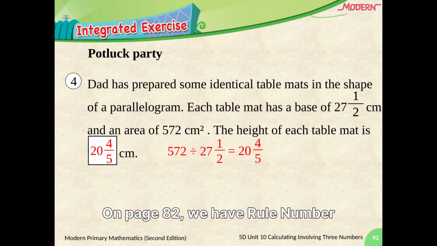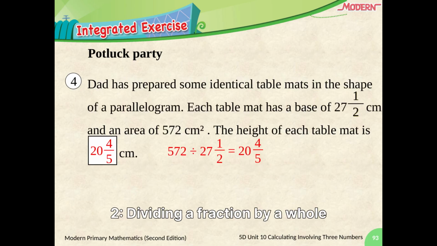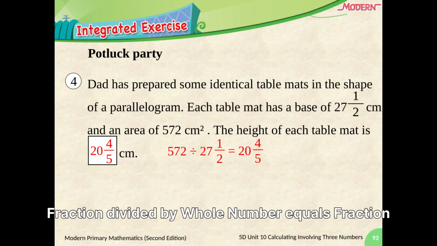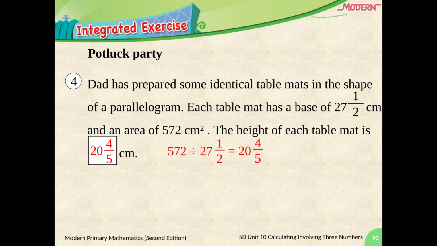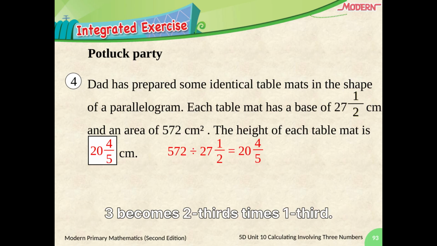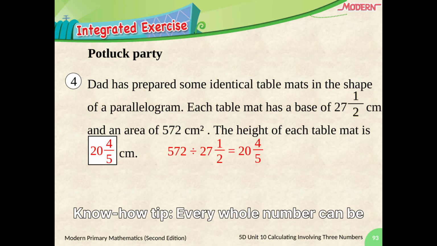On page 82, we have rule number 2, dividing a fraction by a whole number. The thinking way is our keep change flip strategy. Fraction divided by whole number equals fraction times 1 over the whole number. We multiply by the reciprocal. Look at the example. 2/3 divided by 3 becomes 2/3 times 1/3. Our result is 2/9.